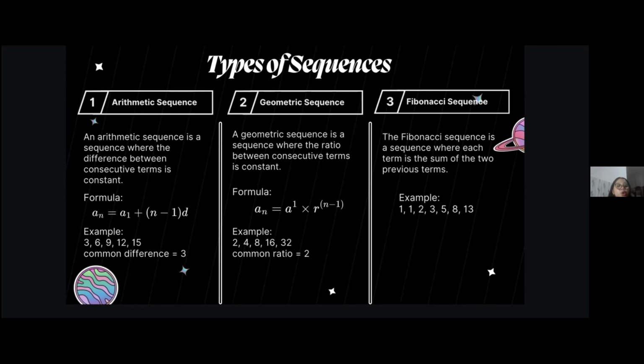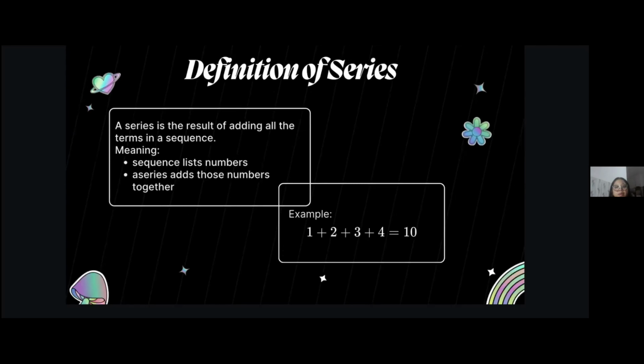Now, let's continue to the next topic, which is a series. A series is the result of adding all the terms in a sequence. So remember guys, a sequence lists numbers, but a series adds those numbers together. For example, 1 plus 2 plus 3 plus 4 equals 10. Now let me ask you, is this a sequence or a series? 1, 2, 3, and 4? Yes, this is a sequence. How about this: 1 plus 2 plus 3 plus 4? Yes, this is a series. So, even though the numbers are the same, a sequence and a series are different.